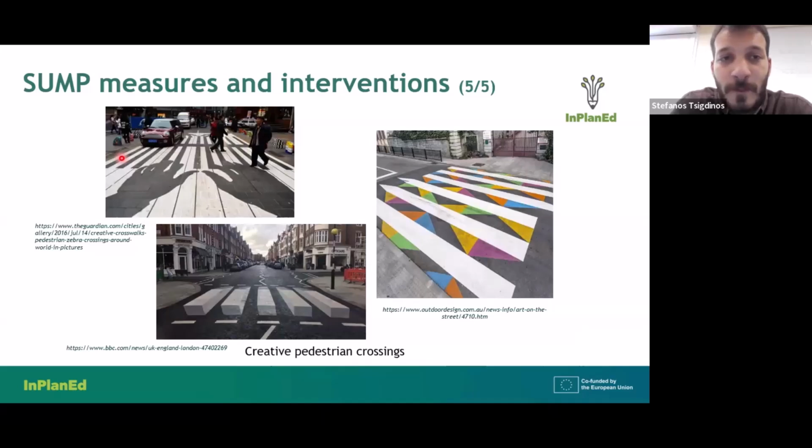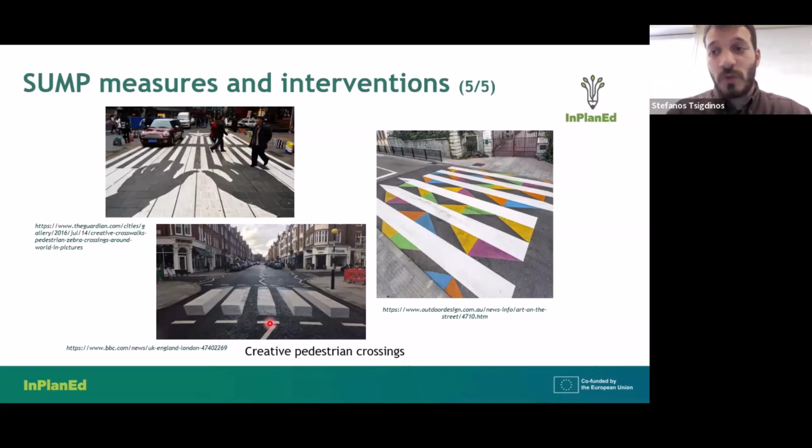Final slide for some measures and interventions, before going to some pictures from some ideas and projects. We have to see the crosswalks, which are a mix of imagination and efficiency. Here we have some creative pedestrian crossings that really affect safety, but also affect the urban landscape. They make it more pretty, let's say.